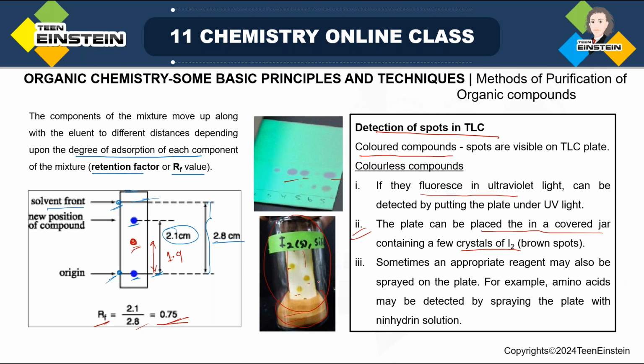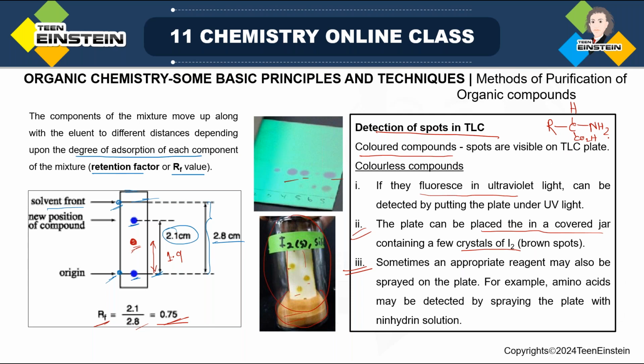And the third method is specially for amino acids. So for an amino acid, we know the general formula: there is a carbon with some R group, and with this carbon there is H, there is an NH2 group, and there is CO2H.